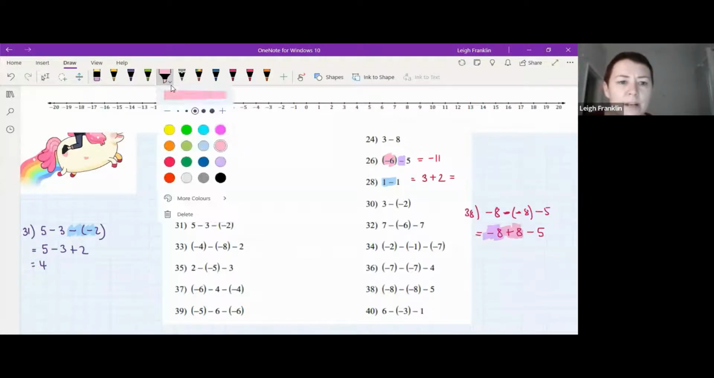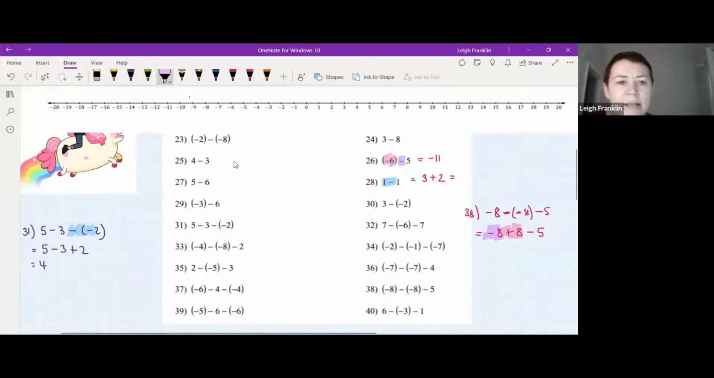Right, so let me go and find it on the number line. Right, here's -8 over here. Can you see I've just highlighted it in a light purple? Now when I add, it's an instruction to move to the right. So now I'm going to move 8 places to the right. 1, 2, 3, 4, 5, 6, 7, 8. Can you see I got to 0?